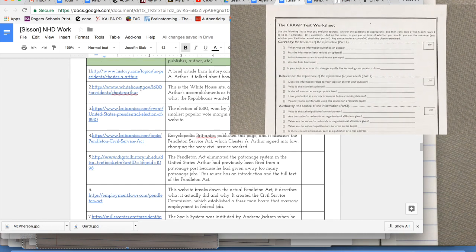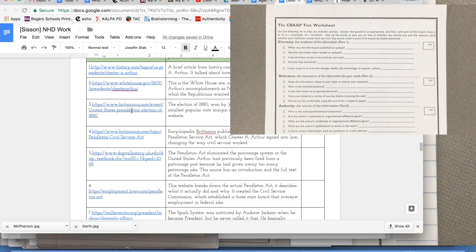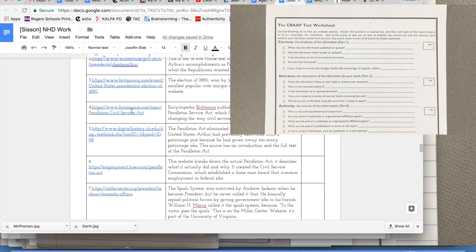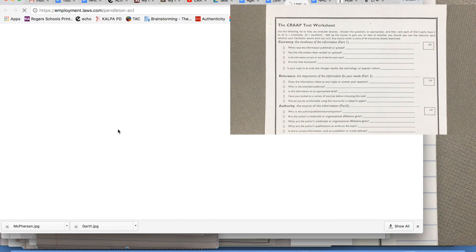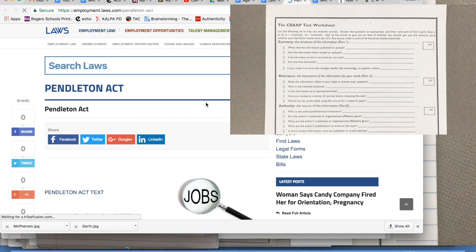The first thing I'll tell you is if you've got a .gov site, you don't have to CRAAP test it. That means it's a government site, which means, remember, we want other experts and people looking at it. So I'm going to find one that's maybe a little less known, because I have no idea what employment.laws.com is. And so this website right here, we're going to do the CRAAP test on. So here we are. What we have, Search Laws, Pendleton Act.